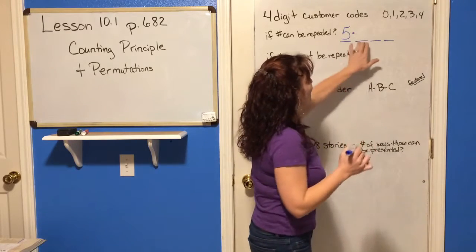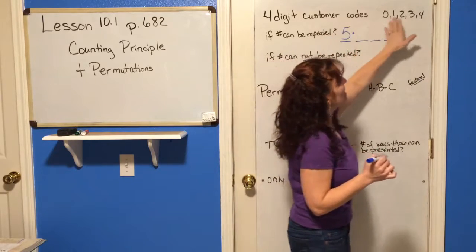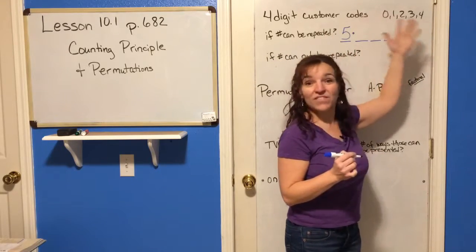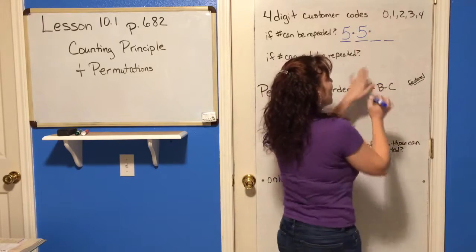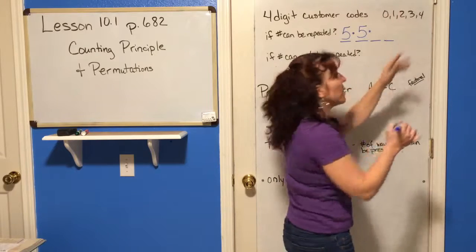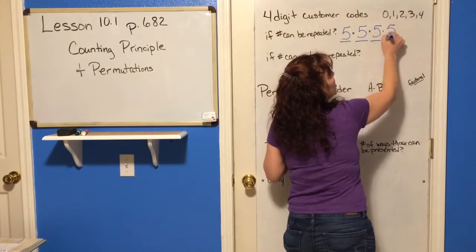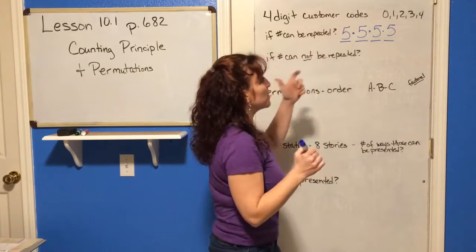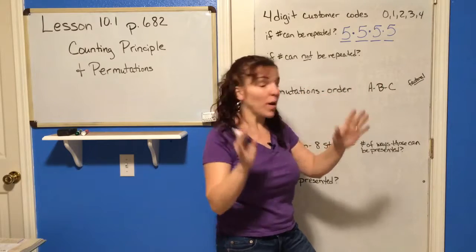Then in this second place, if we can repeat those numbers, then we still have a choice of any of those 5 digits again. So we multiply that again by 5. And then our third digit can also be any of those 5. And our last digit can be any of those 5. So we simply use your calculator, take 5 times 5 times 5 times 5, or if you want to use 5 to the 4th power, either way is fine.